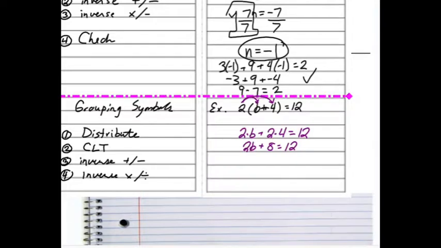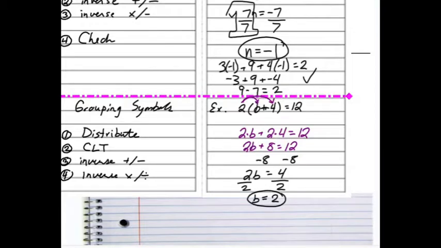So again, take a look. I see a plus 8, so I'll do the inverse operation, which is minus 8, which will leave me with 2b equals 4. And then I see a 2 times b, so I'm going to do the inverse operation, which is to divide by 2. So 2 divided by 2 is 1. I have b equals 4 divided by 2 is 2.